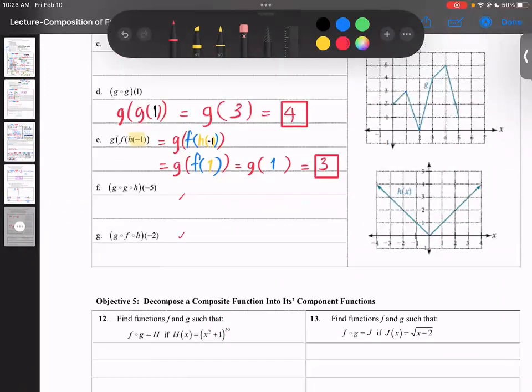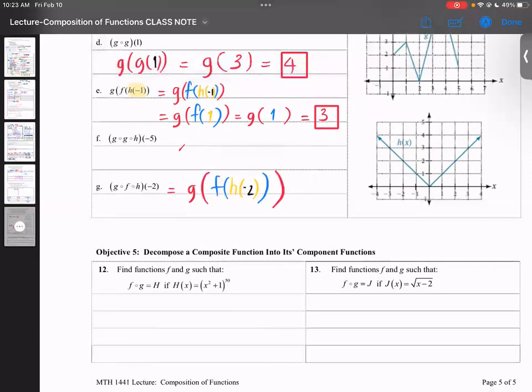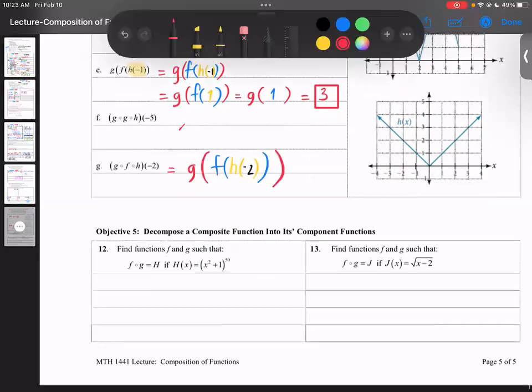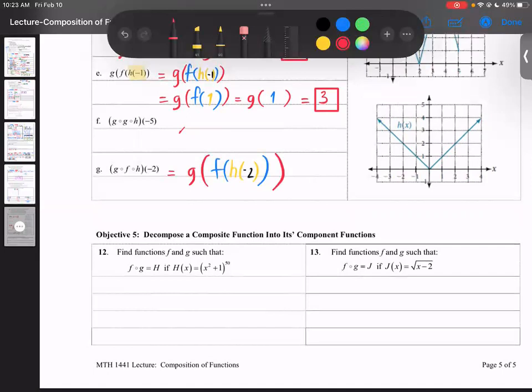Actually, I'm not going to do this one, but write this for me. Can somebody write this for me? This one in your notation. So inside will be H of -2, and then what's next? Yeah. Okay, I'm not going to do it, but it's just practice rewriting it. Number 12, last one, and we'll call it a day.